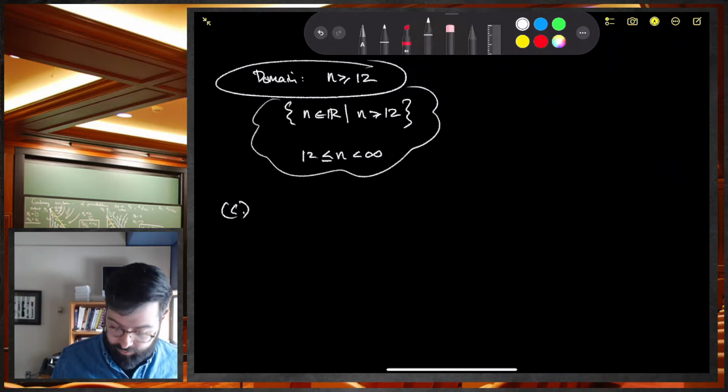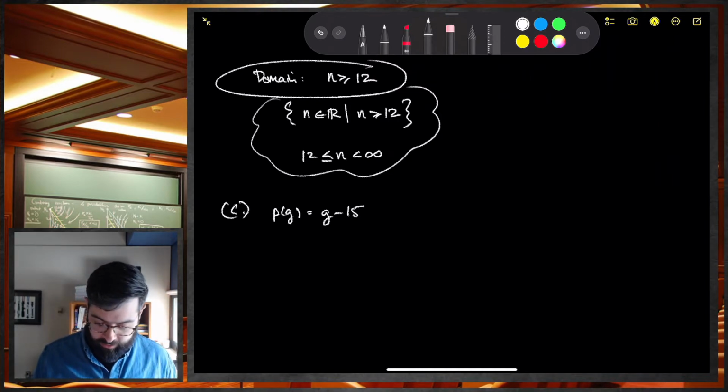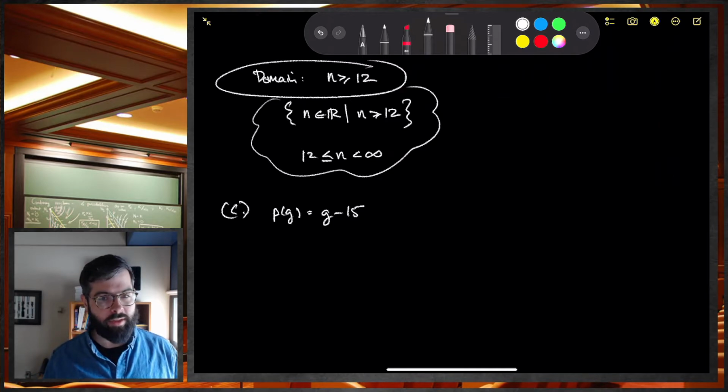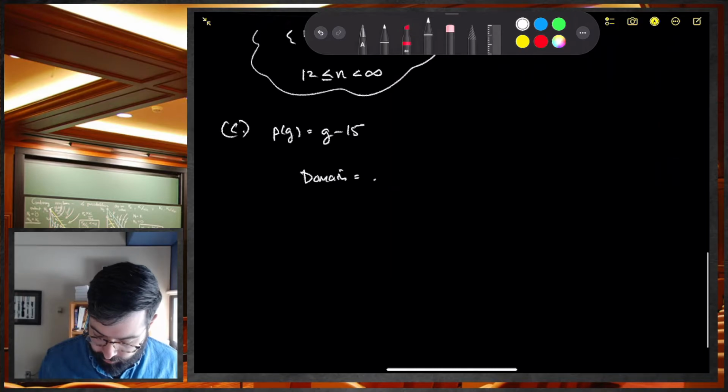And then for c, you're given p of g minus 15. If you look at this, you'll see this is a linear function, right? It's got an mx plus b form. And since it's linear, that means it's defined everywhere. There's no problems with square roots. There's no problems with fractions. Any number can come into this, and we'll get a number out of it. So that means that the domain is not restricted. So the domain is all real numbers.